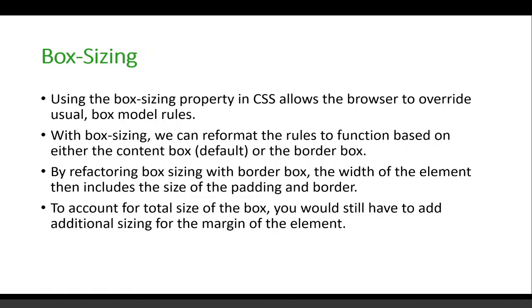So there's a box sizing property in CSS, and that allows the browser to override the usual box model rules. So now, instead of basing the width and height on the content box, we can define where the width and height of an element is defined to. We can set our box sizing to border box, and that is going to change the way that our browser sees this element, and it's going to redefine the size of the box based on that. Now, you'd still have to add margin to account for total size. But let's just see what happens with this.